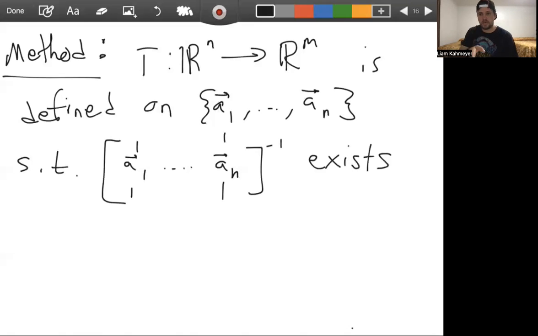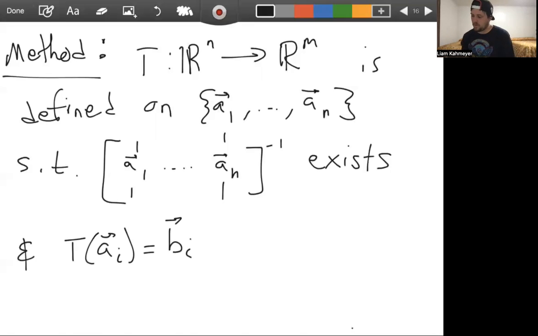When I draw these little bars up and down, it's not necessarily a well-known notation, but it just shows that they're column vectors, right? So we have a collection of vectors. We know how T behaves on this collection of vectors, and we also know that the matrix composed of the column vectors is invertible. And since we know how T is defined on A1 through AN, then T of AI is going to equal some BI, right? So we implicitly know this as well.